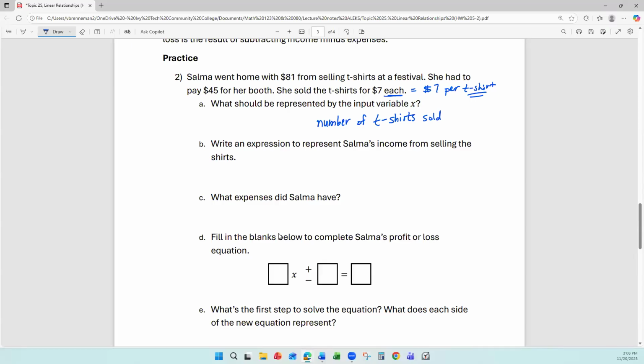So if we just want to talk about Salma's income from selling the shirts, so income is just the amount coming in. That would be the $7 per shirt times the number of shirts, which is x. So the price per shirt multiplied by the number of shirts, or I can just write that as 7x. Then the expenses, that was the $45 booth fee.